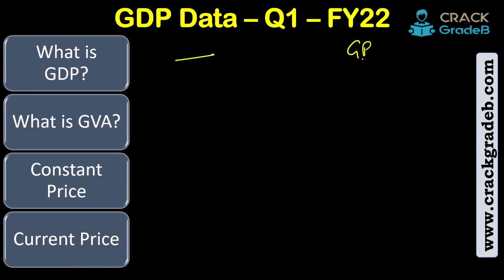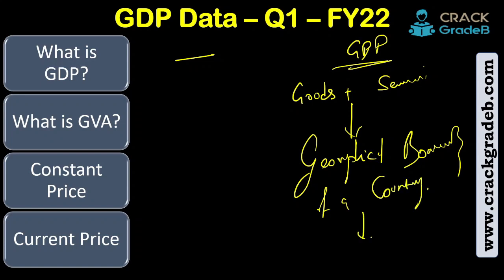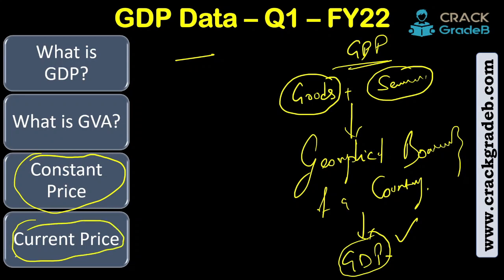What is GDP? In economy, all goods plus services produced within the geographical boundary of a country is called GDP. So if we add the value of all the goods and all the services available in the economy, we will come to GDP. But what kind of GDP? There are two major units. The number one is constant price, the number two is current price.